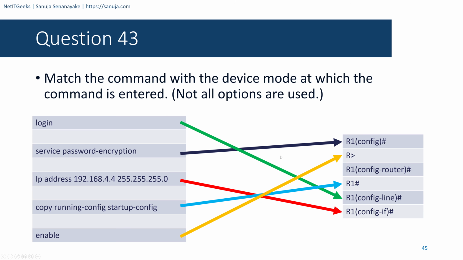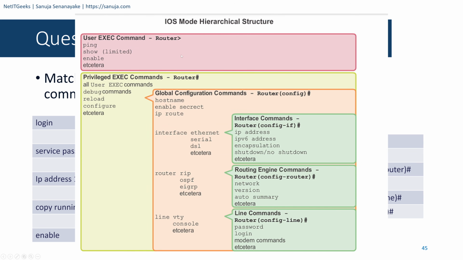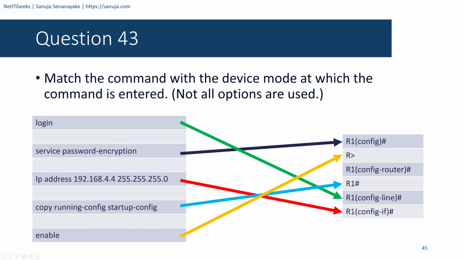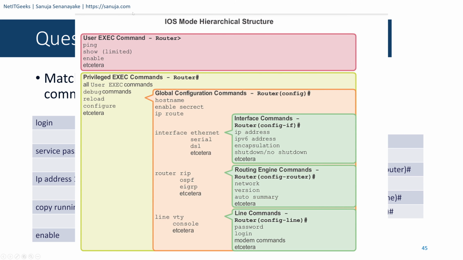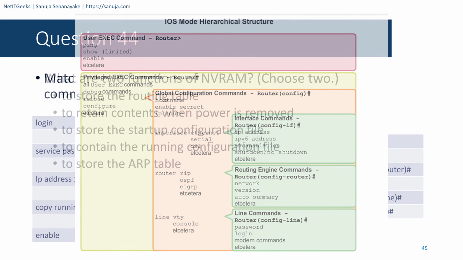Again, I'm not going to explain this in detail because you should know this. Remember the Cisco IOS firmware. Cisco IOS has a hierarchical structure, and you need to know what user executive, privilege executive, and global configuration commands are in order to answer this question. So to get this question right, you need to understand this from your labs. So that's the answer to that question.